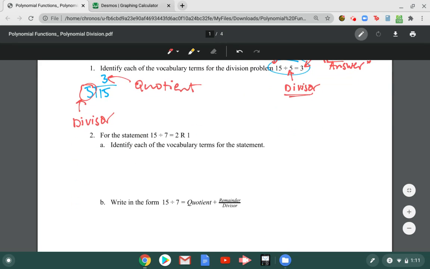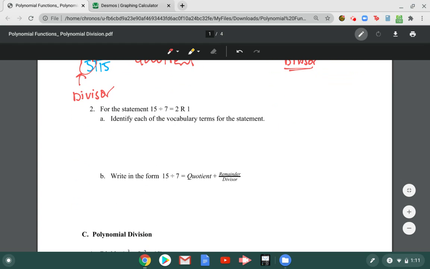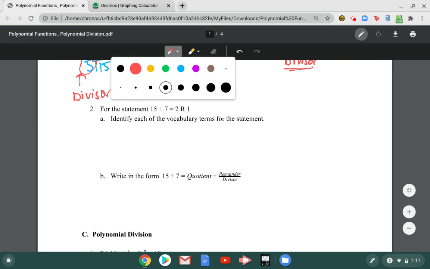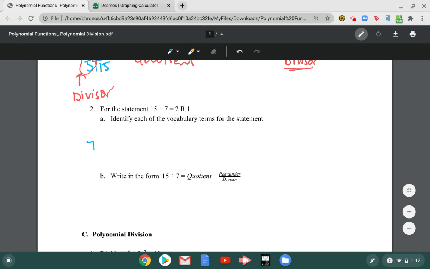Let's take a look at the next example. So for this one, we've got 15 divided by 7. So if I were to do this in sort of long division, I would go 7 into 15. It goes 2 times. I multiply back. 2 times 7 is 14. And then subtract, and I get 1. So I can say that it's equal to 2 remainder 1.